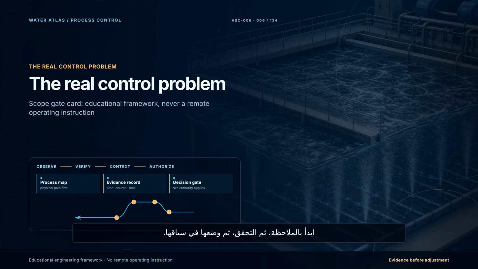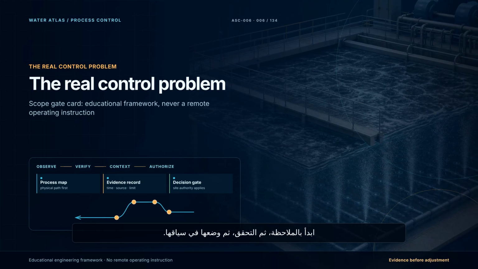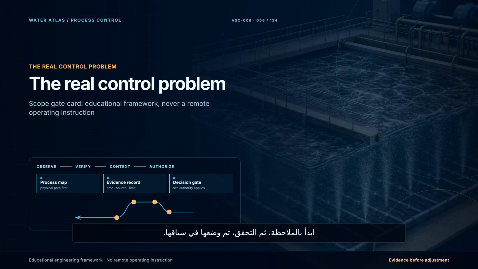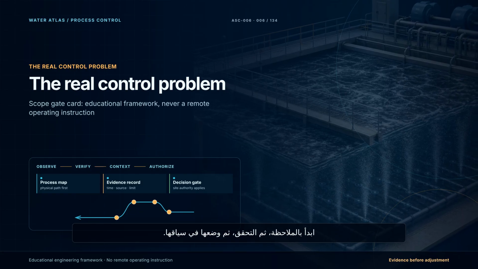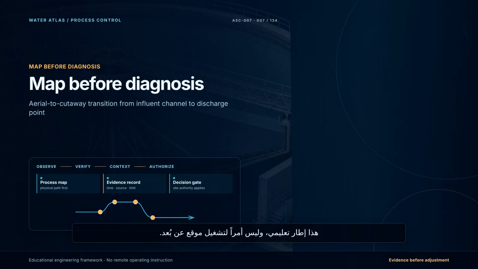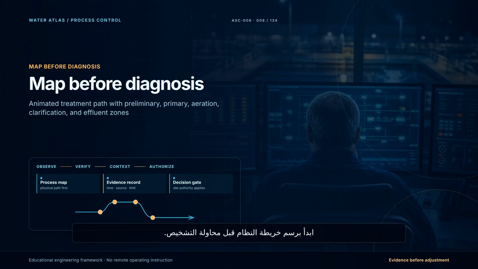No universal aeration rate, return sludge setting, wasting rate, chemical dose, or effluent response will be prescribed here. Those decisions depend on the plant, its design, permit, influent, equipment, laboratory method, and operating authority. The aim is better questions, not a remote operating recipe.